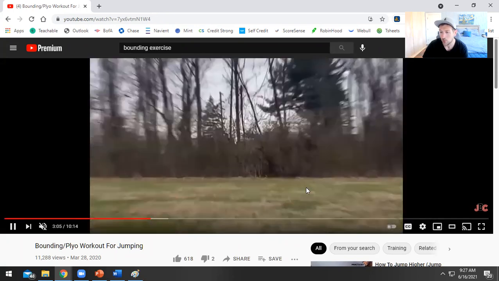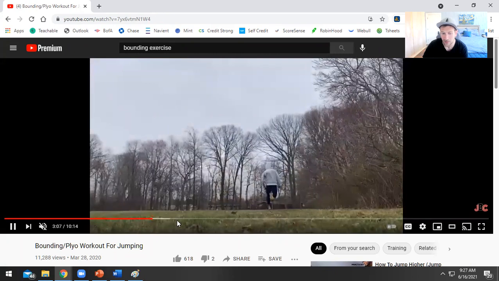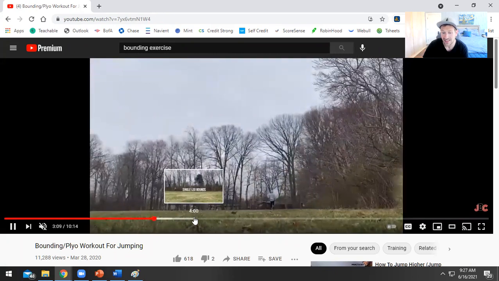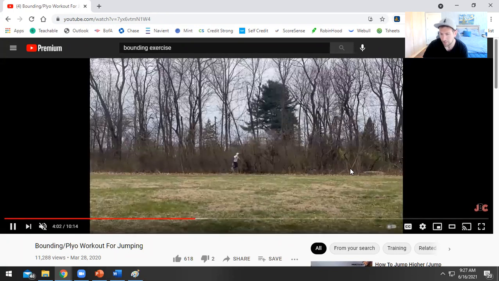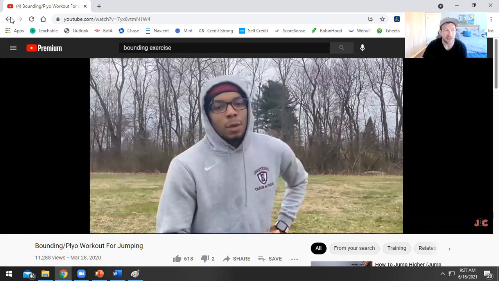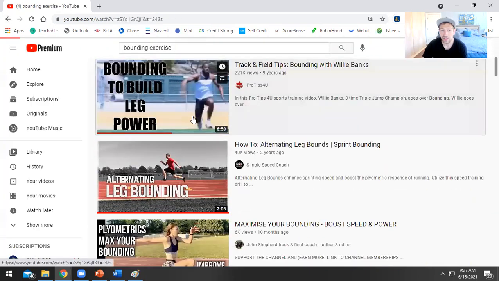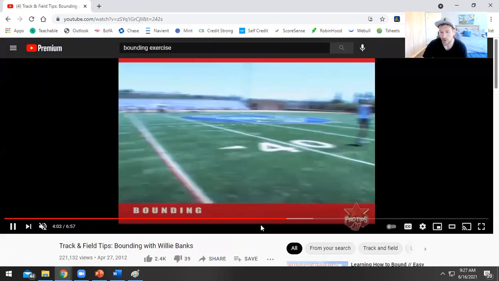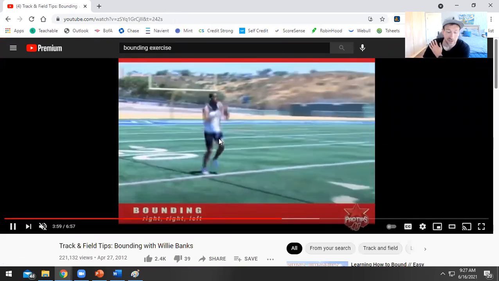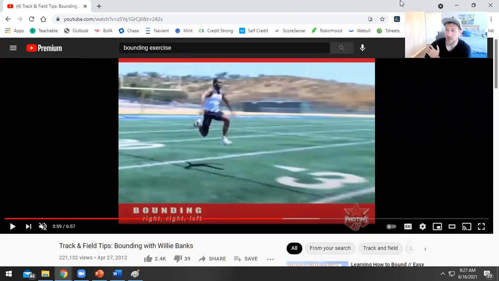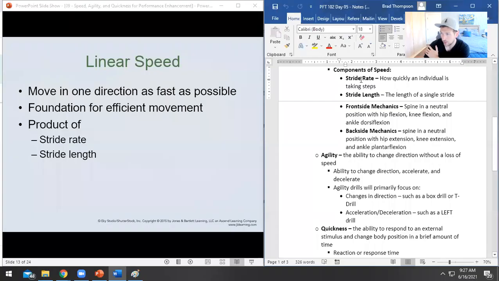You know, he's definitely overstriding there, right? Big steps, but that's the type of drill that we're looking for. And then eventually you can get into really big single leg bounds, or alternating leg bounding. Bounding is just a really terrific way to work on your stride length, right? So we've got two different types of drills here: rate drills and length drills.